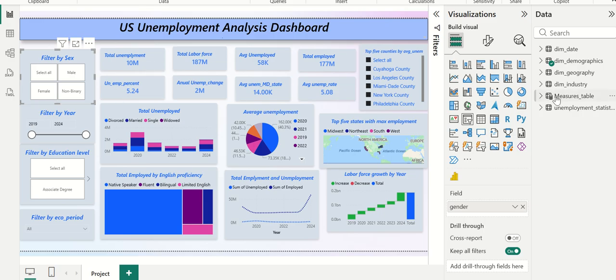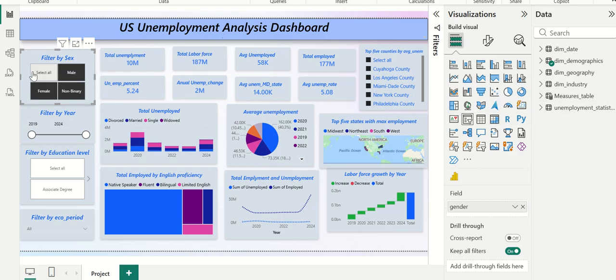I created new measures in this table. I created new measures using DAX that are used to calculate some of the KPIs like unemployment percentage, annual unemployment change, or the unemployment difference between two consecutive years, the average unemployment in Maryland state. All these were calculated from the measures created using DAX.